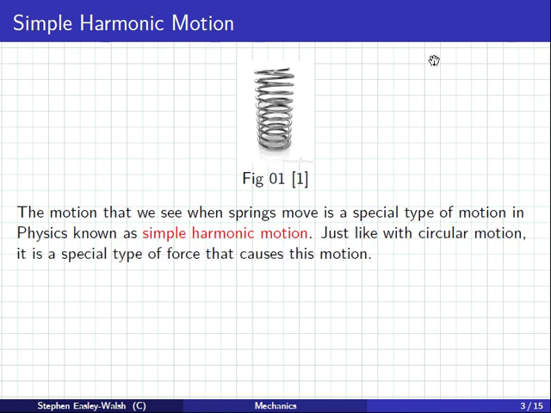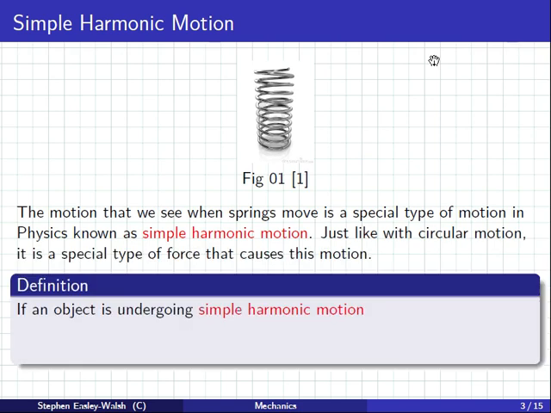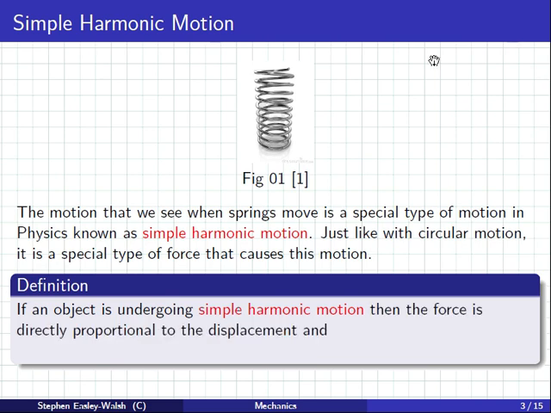Just like with circular motion, it's a special type of force that causes this motion. So we have a definition for simple harmonic motion. If an object is undergoing simple harmonic motion, then the force is directly proportional to the displacement and acts in a direction opposite of that displacement.